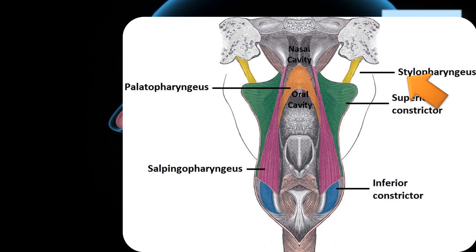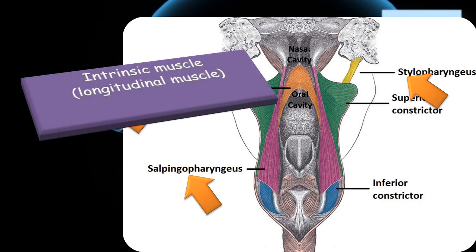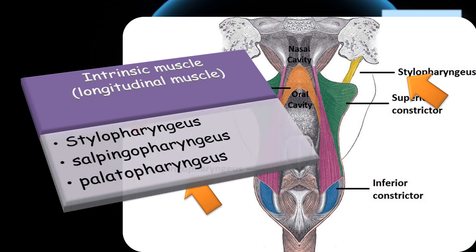Then comes the intrinsic muscles of the pharynx. The first one is stylopharyngeus, then salpingopharyngeus and palatopharyngeus. You can remember them as SSP. These intrinsic muscles are longitudinal muscles, and we know about these three muscles, those are SSP.